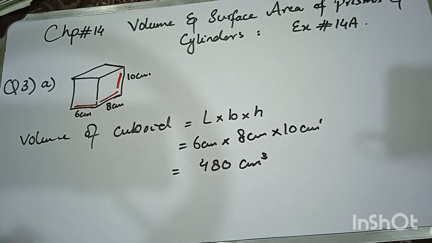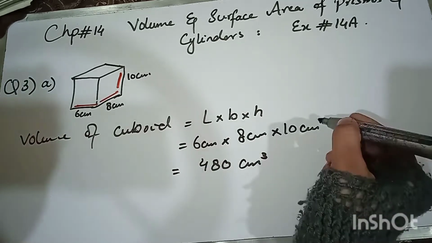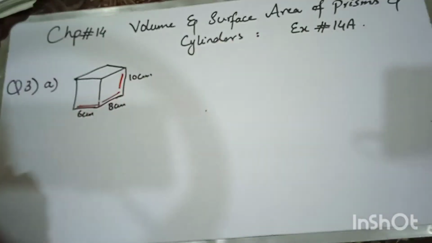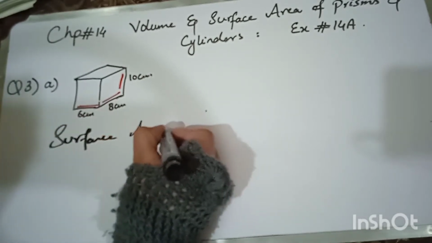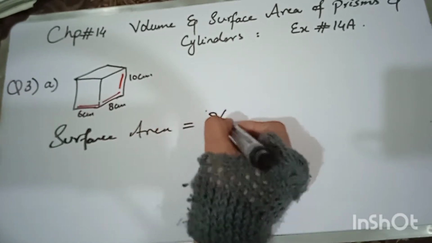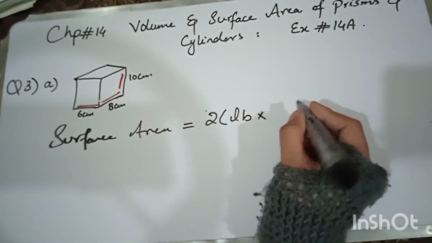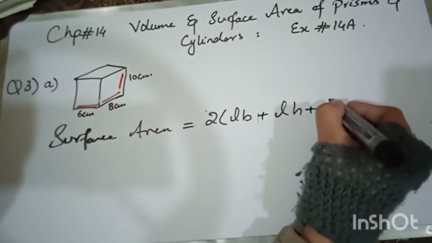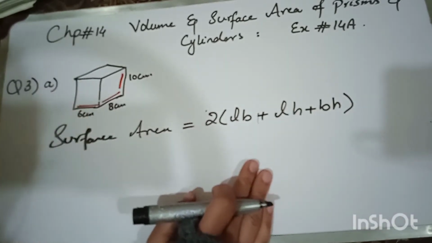Now we have to find the second thing, its total surface area. For the surface area, we have a formula in the book. Total surface area is equal to 2 into, first of all we have to write down the formula, 2 into length multiplied by breadth plus length multiplied by height plus breadth multiplied by height. This is the formula that is given in your books on page 345.